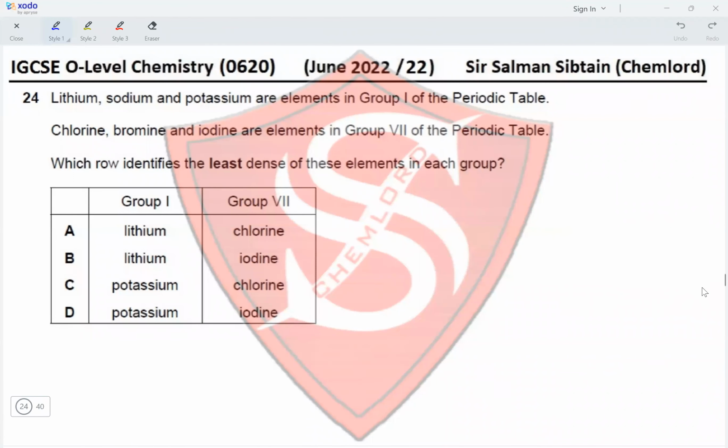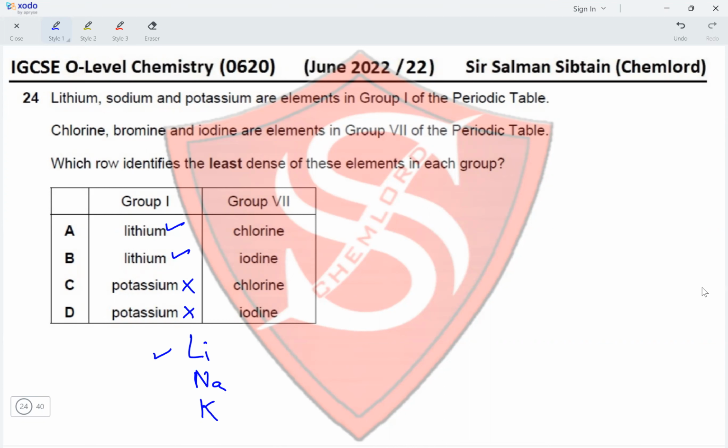Question 24. Lithium, sodium, and potassium are elements in group 1 of the periodic table. Chlorine, bromine, and iodine are elements in group 7. Which row identifies the least dense of the elements in each group? The least dense of the elements would be the one with the lowest AR. In group 1, lithium is the first element, followed by sodium, followed by potassium. So the least dense would be lithium. This would eliminate options C and D.